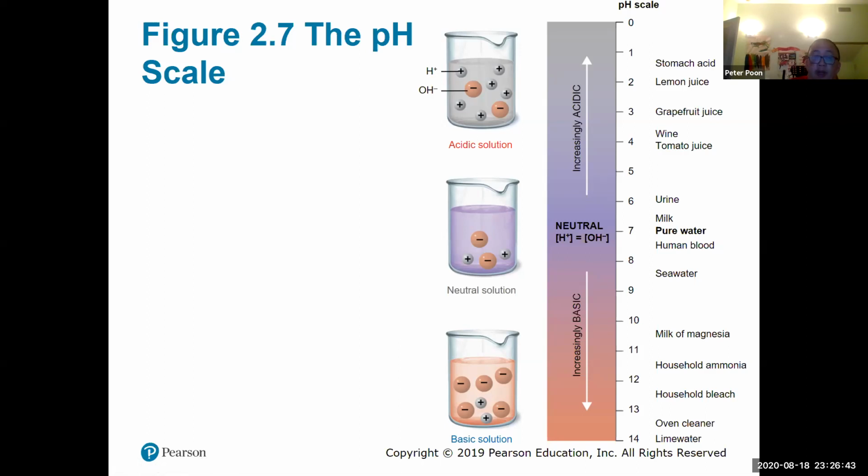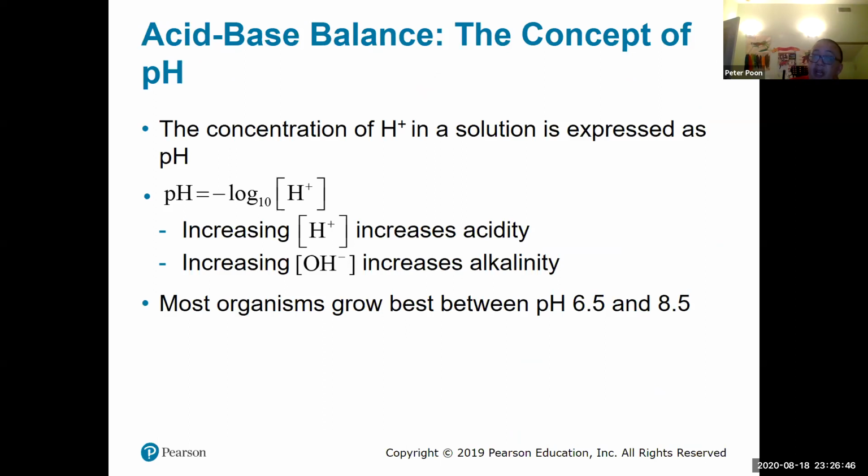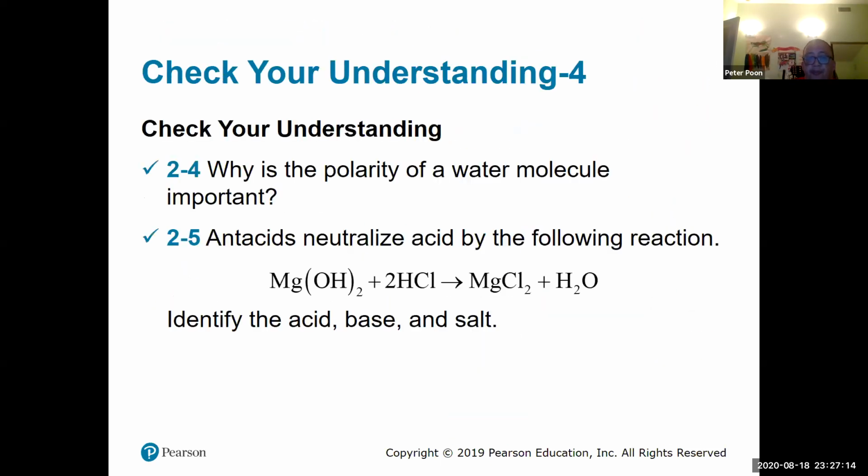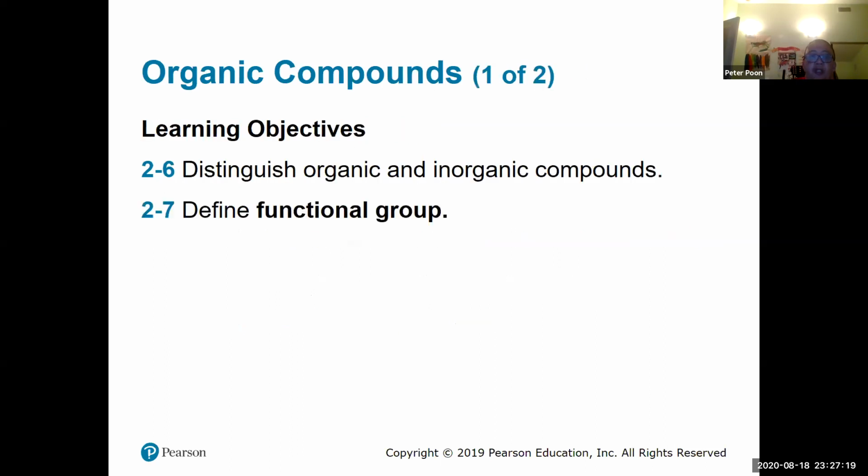There's a log of 10 there, which means if I move up a number, I'm 10 times as concentrated in hydrogen. So one drop of something that's pH 2 has 10 times the H plus of something that's pH 3, has 100 times the concentration of H plus of something that's pH 4, has 1,000 times the concentration of something that's pH 5. All right, so hopefully you answer those questions.